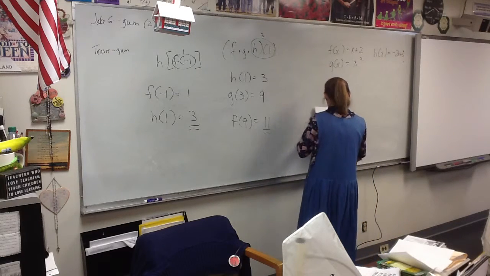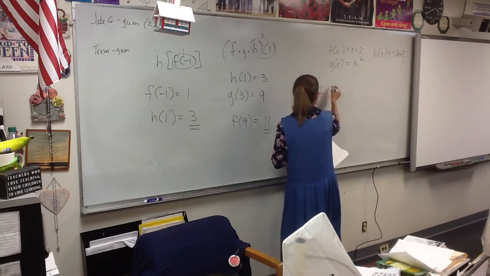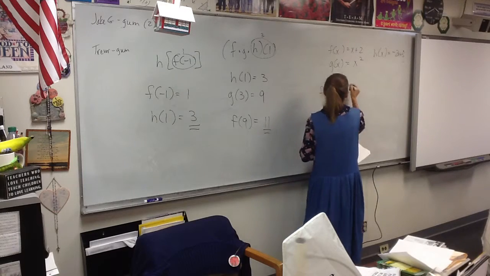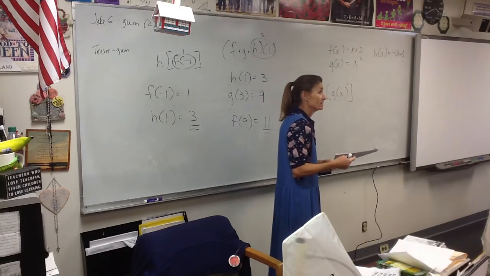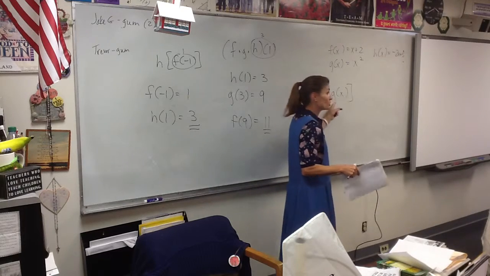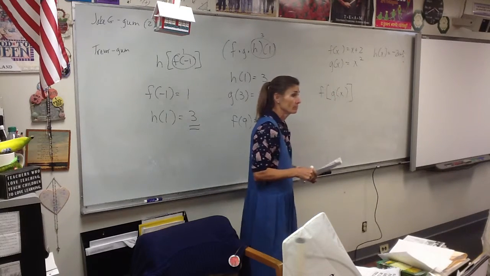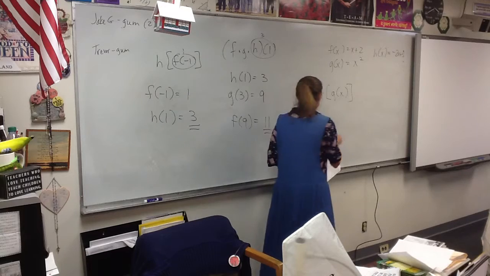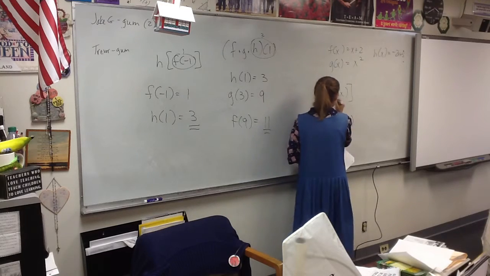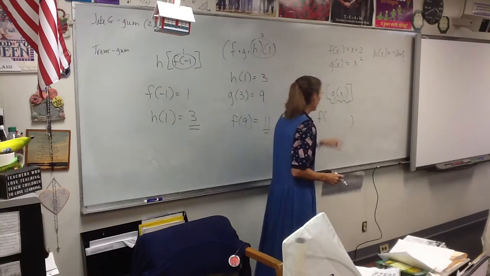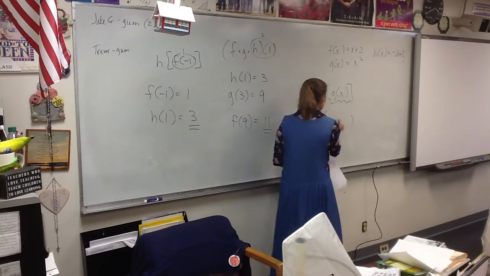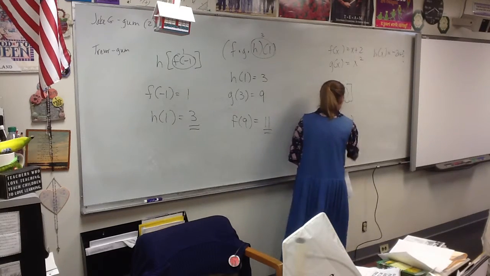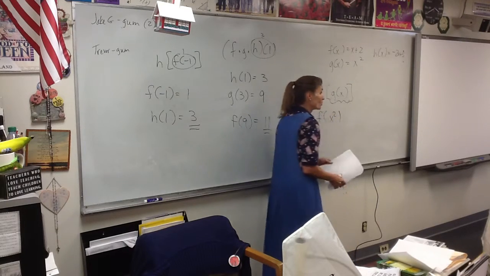What's different about problem L, you guys? There's no number to kind of get us started. This is f of g of x. Okay? So we gotta find f of g of x. What's g of x? X squared. So we're going to find f of x squared.